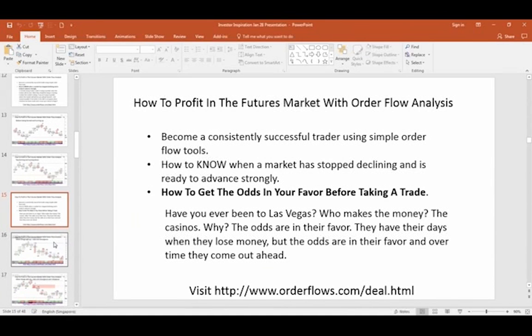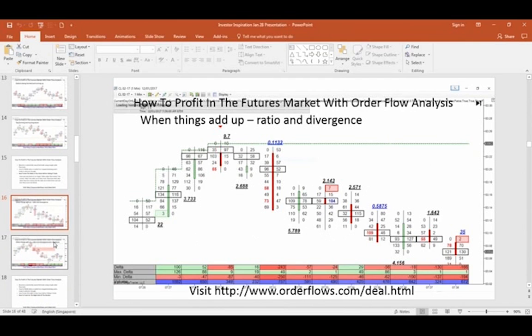Now, another way order flow will help you is to get the odds in your favor before taking a trade. If you've ever been to Vegas, you know who makes the money, right? It's the casinos. Why? Because they have the odds in their favor. Now, there may come a time when a big high roller comes in with a bankroll, willing to bet $5 million over the course of a night, and the casino loses money. Maybe they drop $2 million.